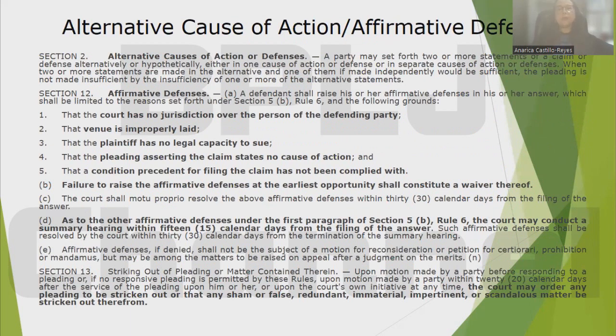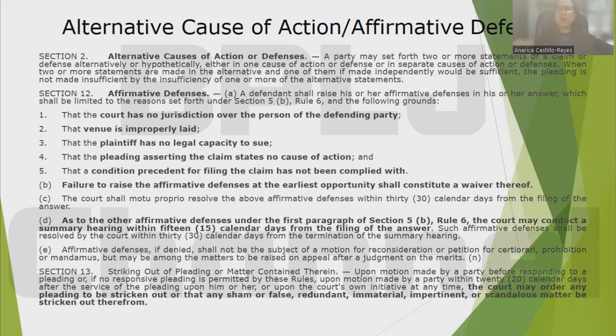Okay, we now go to alternative causes of action or affirmative defenses. Okay, in the pleading, a party may set forth two or more statements of a claim or defense alternatively or hypothetically, either in one cause of action or defense or in separate causes of actions or defenses. When two or more statements are made in the alternative and one of them, if made independently, would be sufficient, the pleading is not made insufficient by the insufficiency of one or more of the alternative statements.